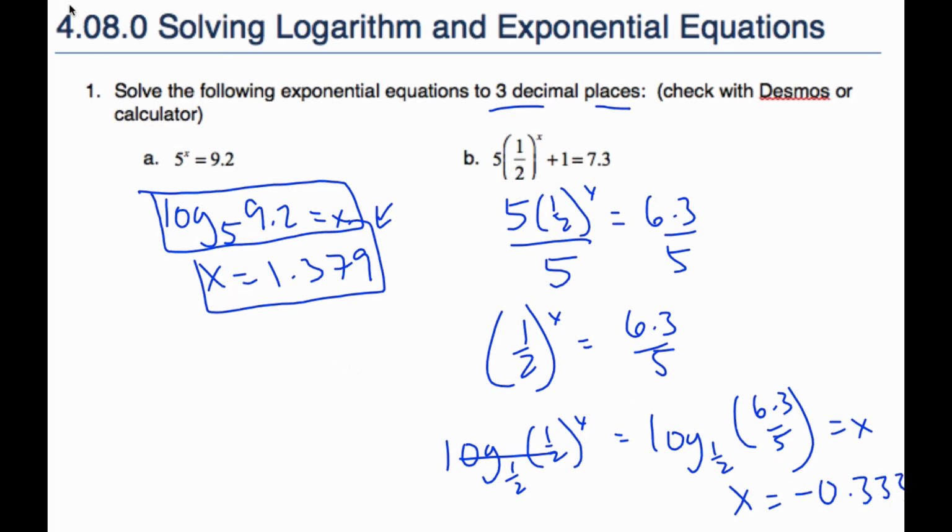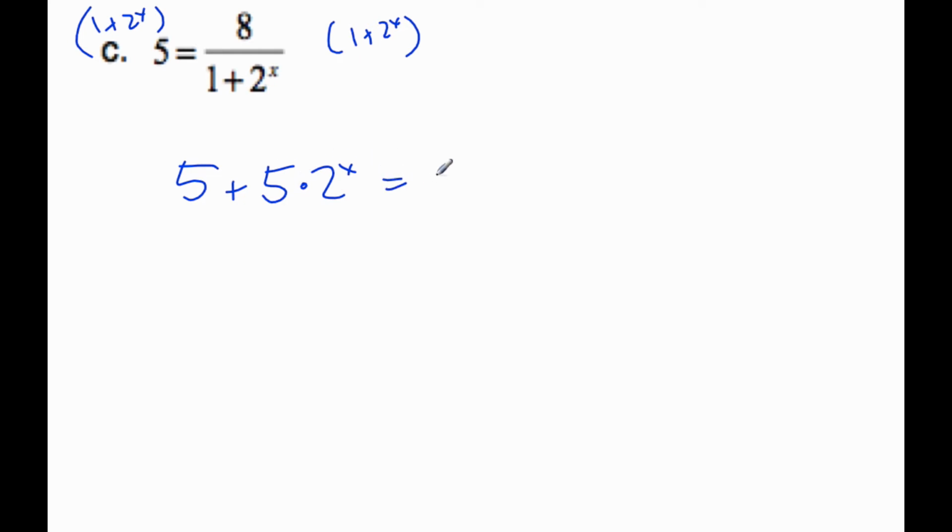Okay, moving on. This particular equation, now my exponent's on the bottom. In order to get rid of it from the bottom, I have to multiply both sides by the common denominator, which is 1 plus 2 to the x. And so when I do that, I get 5 plus 5 times 2 to the x. Do not make that 10 to the x. Is equal to, those cancel, 8.